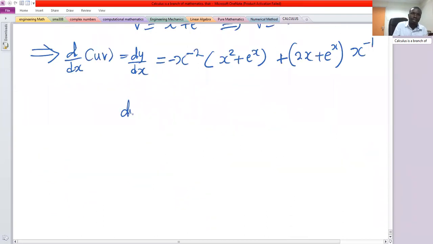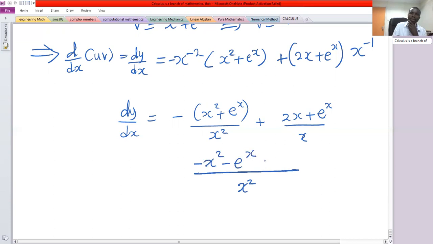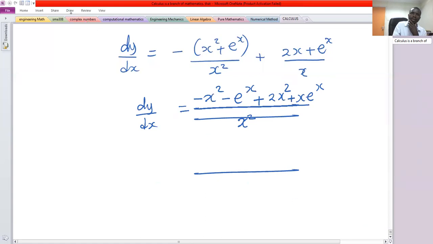Now this can be written as dy dx equals negative x squared plus e raised power x over x squared, plus 2x plus e raised power x divided by x. I can put this under an LCM. So LCM is x squared. So we'll have negative x squared, negative e raised power x, and then plus 2x squared, and then plus x e raised power x.